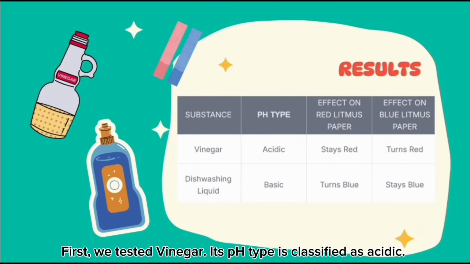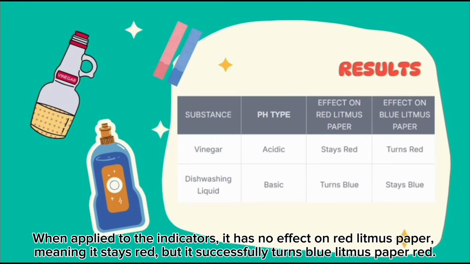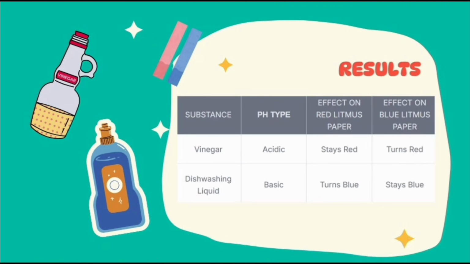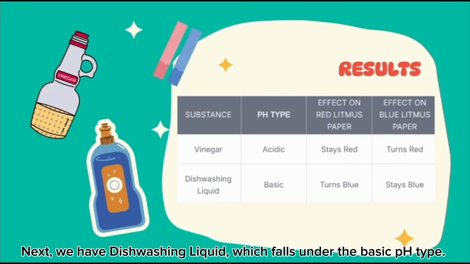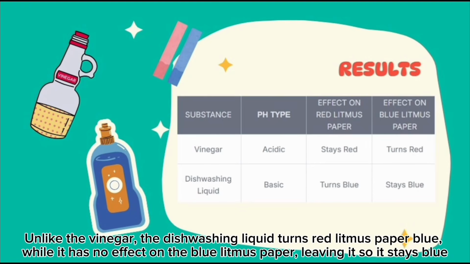First, we tested vinegar. Its pH type is classified as acidic when applied to the indicators. It has no effect on red litmus paper, meaning it stays red, but it turns blue litmus paper red. Next, we have dishwashing liquid, which falls under the basic pH type. Unlike the vinegar, the dishwashing liquid turns red litmus paper blue, while it has no effect on the blue litmus paper, leaving it blue.